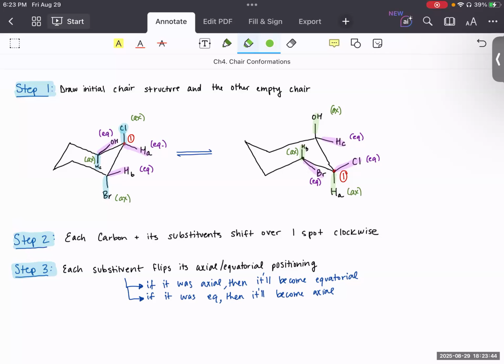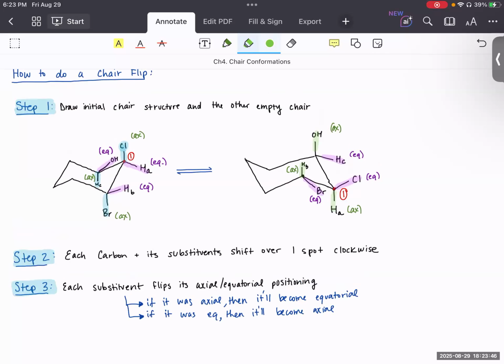All right, that's really it. In the next video, we'll talk about how to determine which structure is more stable at equilibrium based off of the axial and equatorial positioning of each of the substituents.